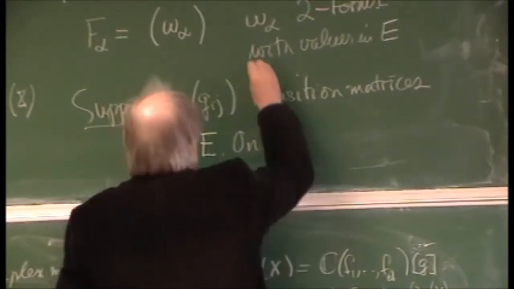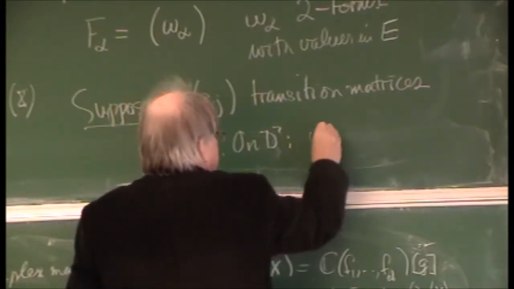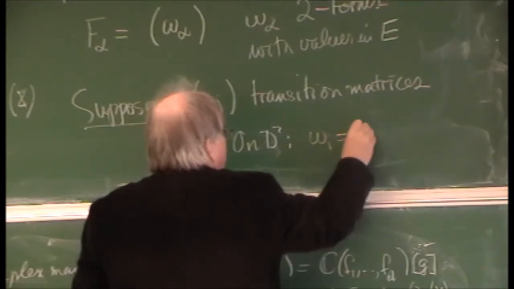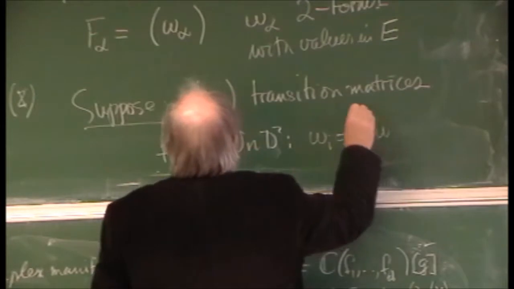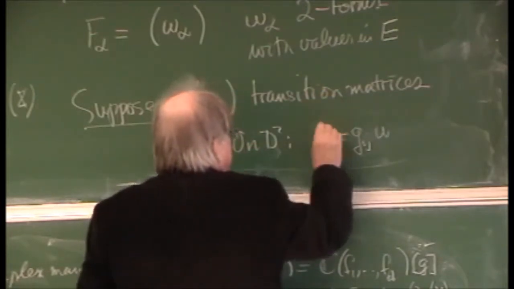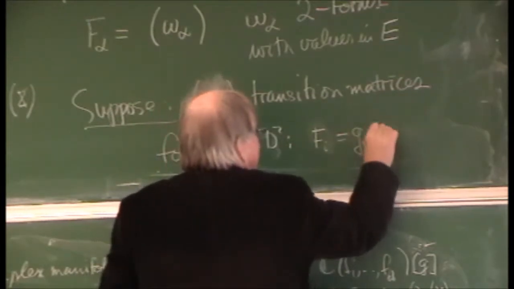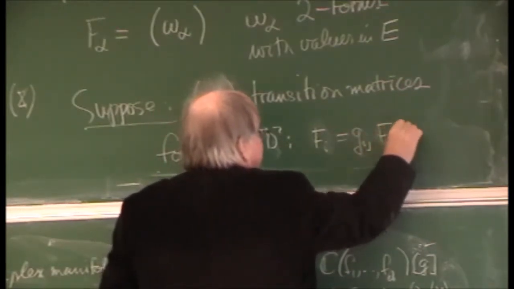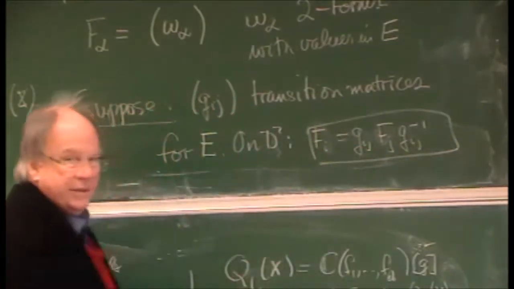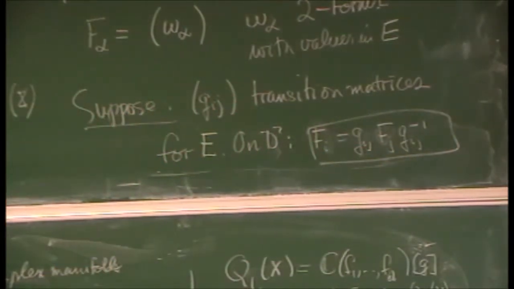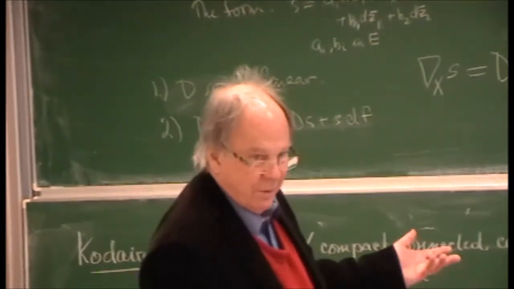If you write this thing down as omega I or omega J, whatever it is. I'm sorry, F, this is the matrix, FI, the curvature matrix, FI is GIJ, curvature matrix FJ, GIJ inverse. It's not very surprising because it's a homomorphism. Right? So here's how this thing transforms. Okay?